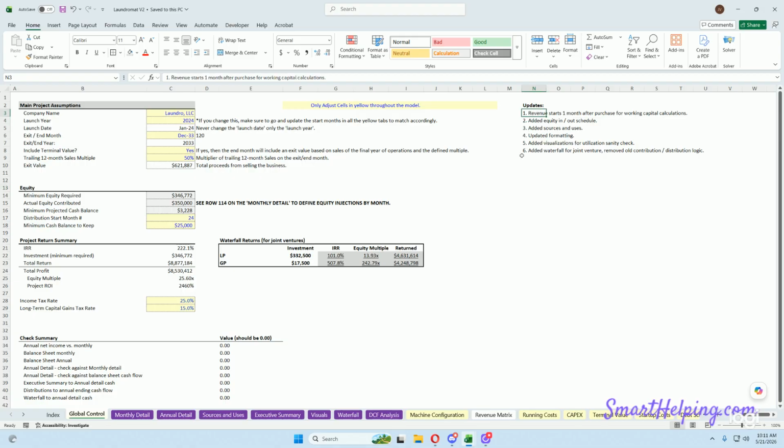Revenue starts 1 month after purchase for working capital calculations. So we have an offset there now that makes it a little bit more accurate for cash flow planning, because in month one of the operation you should not have revenue available to buy the machines you're buying. So that was an update.